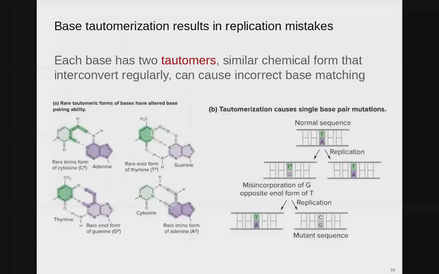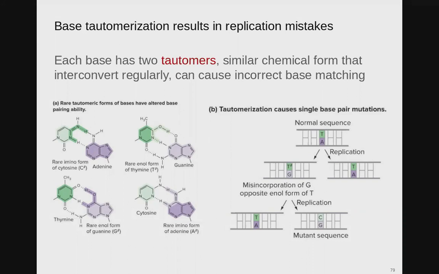So now, each base, we can have this event called tautomerization. I think I said that right. Each base has what we call 2 tautomers. So there's chemical forms that interconvert regularly, causing incorrect DNA base pair matching.